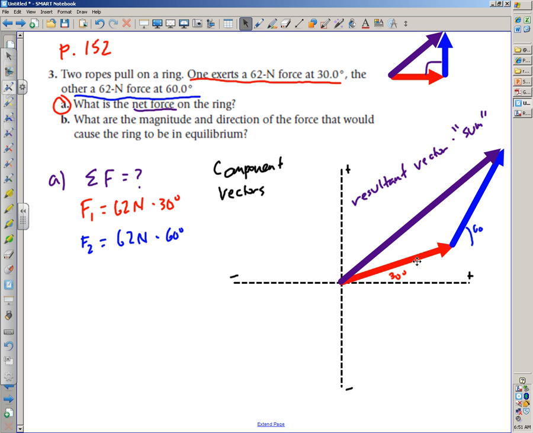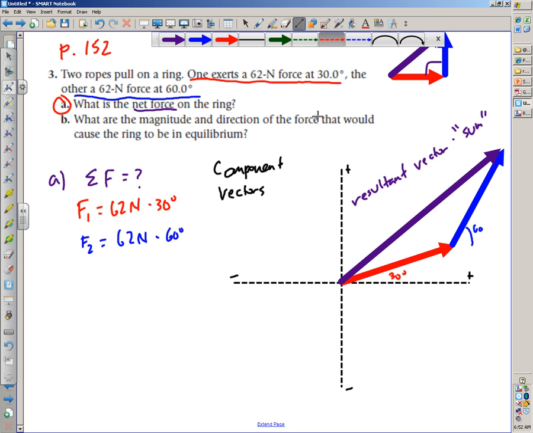If we take this red force, 62 newtons at an angle of 30 degrees above the horizontal, that force isn't horizontal or vertical, it's actually a combination of both. We said that if we have this force drawn on the picture like this, it's really doing two things at once. It's pulling horizontally and vertically simultaneously. The end result of that is that vector that we've shown there.